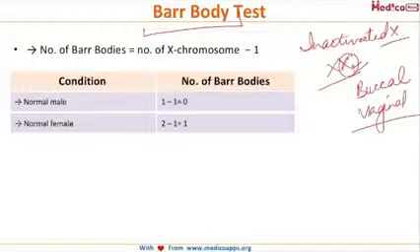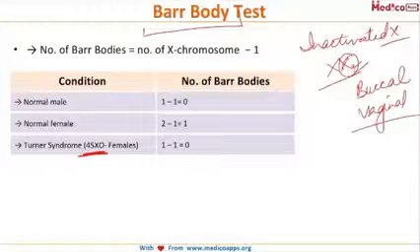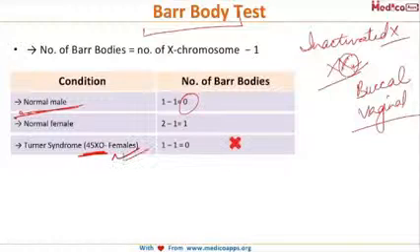Likewise, in a normal female, you will have one Barr body, because there are two X chromosomes in a normal female, so one will be inactivated, so there will be one Barr body in a normal female. Now let us see the exception to this rule. In Turner syndrome, the genotype is 45XO, and so in this there will be no Barr body because there is only one X chromosome. But we have told that if there is no Barr body, then the individual will be a normal male. But these Turner syndrome individuals are phenotypically female.